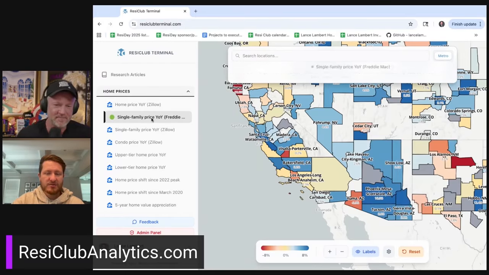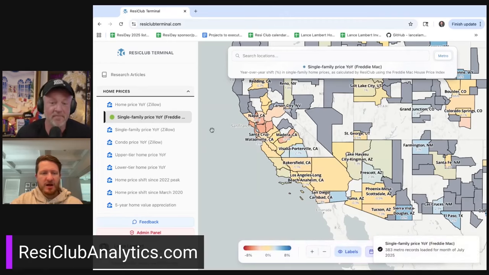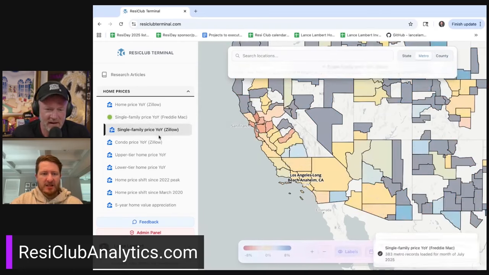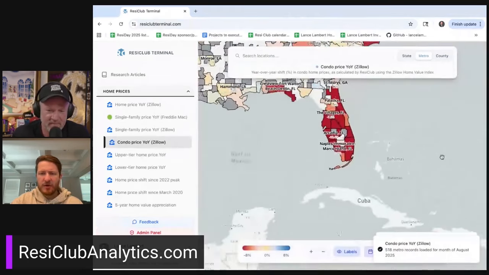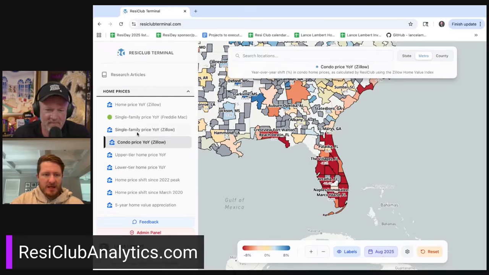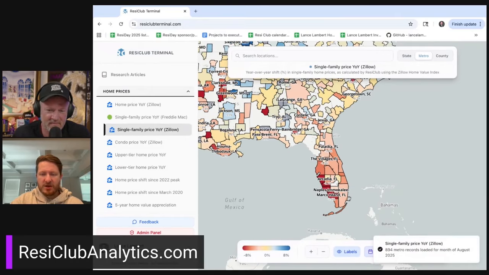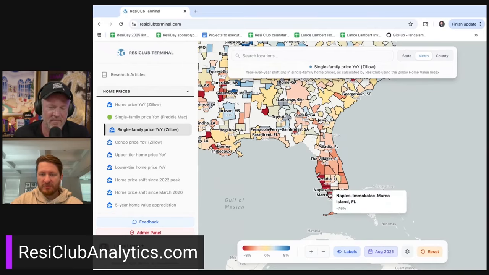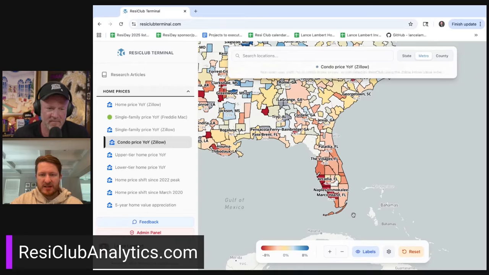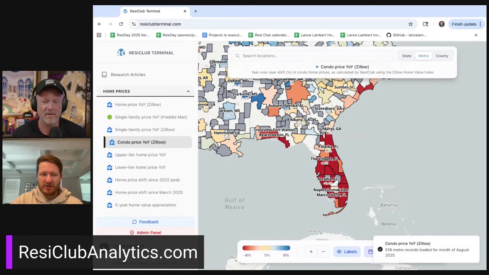And then if you wanted to do just single family homes, you could do Freddie Mac, or you could do Zillow's single family. Right now, let's do condo real quick. So here's condo prices in Florida. And then here's single family. So you can see Southwest Florida, weak for both, very weak for both. But the rest of Florida, single family, it's down some, but it's not down as much as condo. Condo's down a lot.